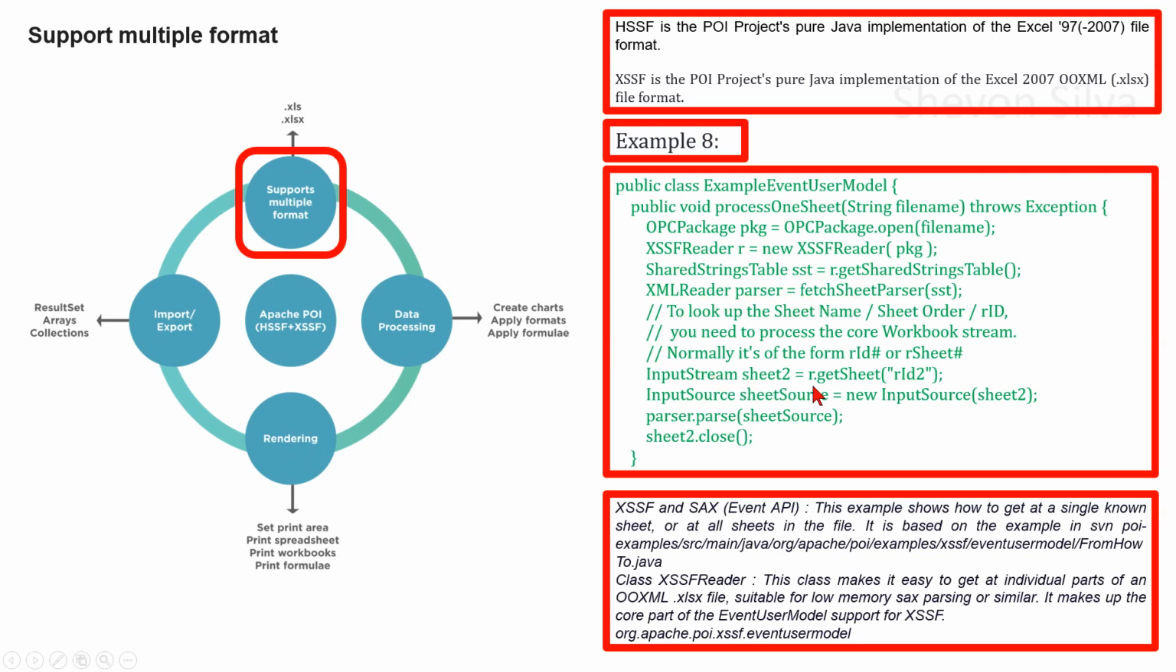To look up the sheet name, sheet order, RID, you need to process the core workbook stream. Normally it's of the form of RID hash or R sheet hash.